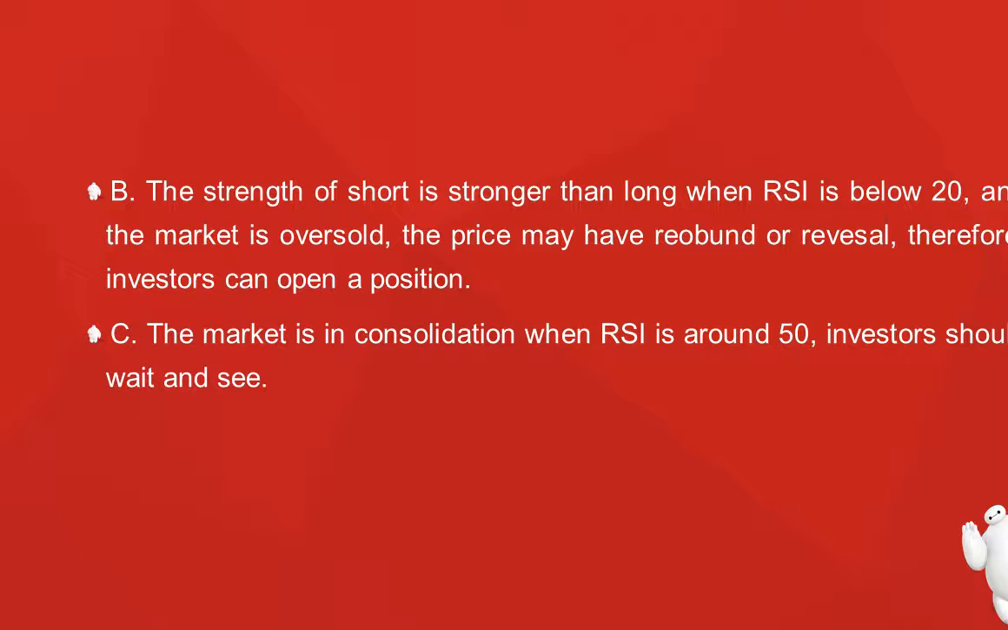The strength of short is stronger than long when RSI is below 20 and the market is oversold. The price may have a rebound or reversal, therefore investors can open a position. If you see the RSI below 20 and you can see RSI go up, you should buy. Okay, the next one: the market is in consolidation. When RSI is around 50, investors should wait and see. You cannot buy, you cannot sell, just wait and see.